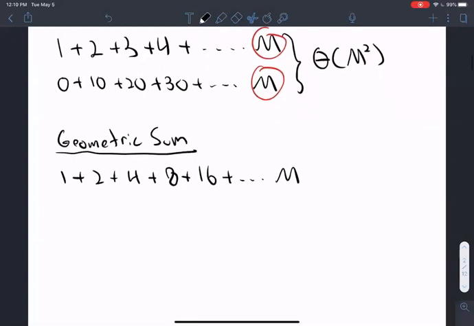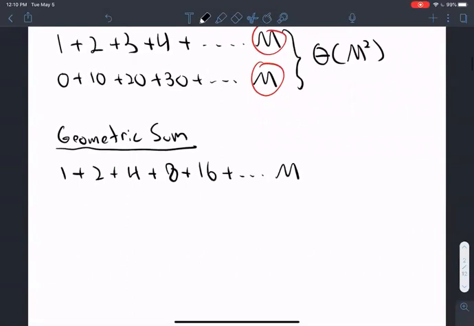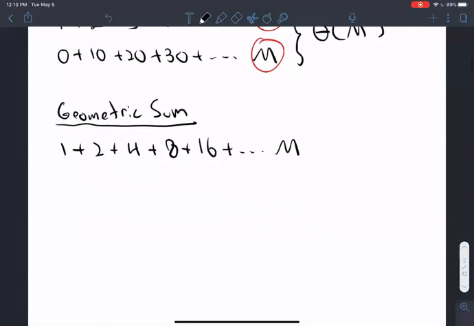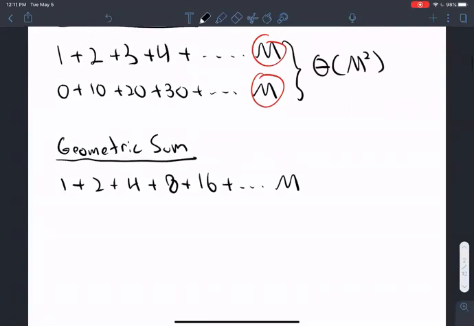Okay, so the ratio here between successive terms is constant. For example, 2 over 1 is 2, and then 8 over 4 is 2, 16 over 8 is 2. So we see the ratio is always constant, or maybe an easier way to say it is, to get to the next term, you multiply by a constant instead of adding a constant as in the arithmetic sum. In this case it was 2, but it doesn't need to be. It could be 10, for example. It could be 1 plus 10 plus 100 plus 1,000 all the way to m.